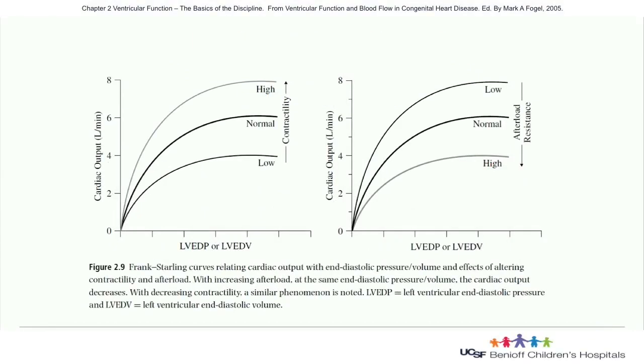Important to remember that the Starling curve will change depending on both contractility, so increasing contractility will deliver an increased stroke volume for a given preload, and will also change based on afterload. So increasing afterload is going to decrease stroke volume for a given preload.